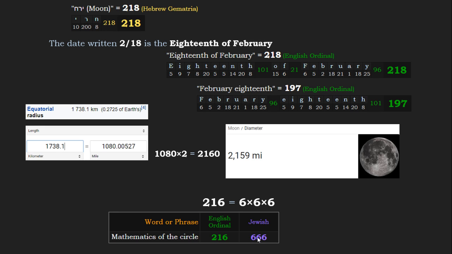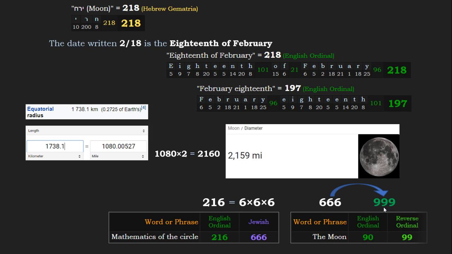The same phrase in Latin gematria equals 666. Now, if you were to take the number 666 and flip it upside down, you would get the number 999.